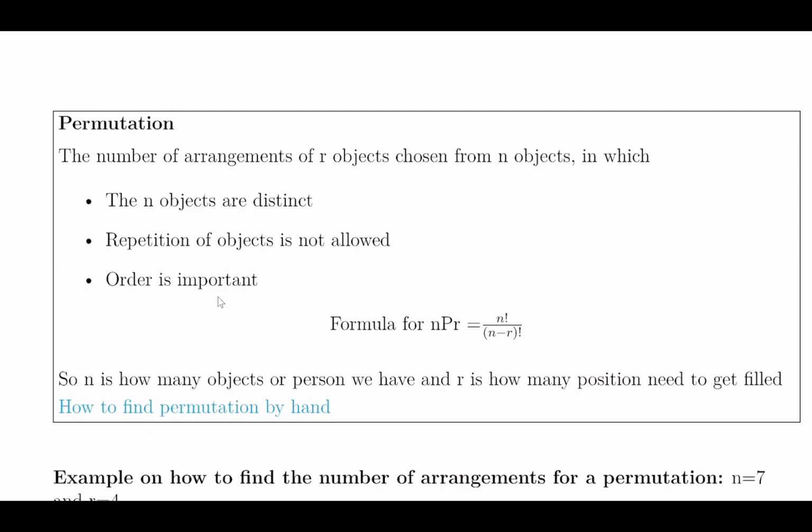Lastly, order is important. For permutation, the way I organize the data set makes a big difference. Say I have a data set A, B, C, and I rearrange it to C, B, A. These are different from each other. So A, B, C will be different from C, B, A. Everybody kind of good with that?